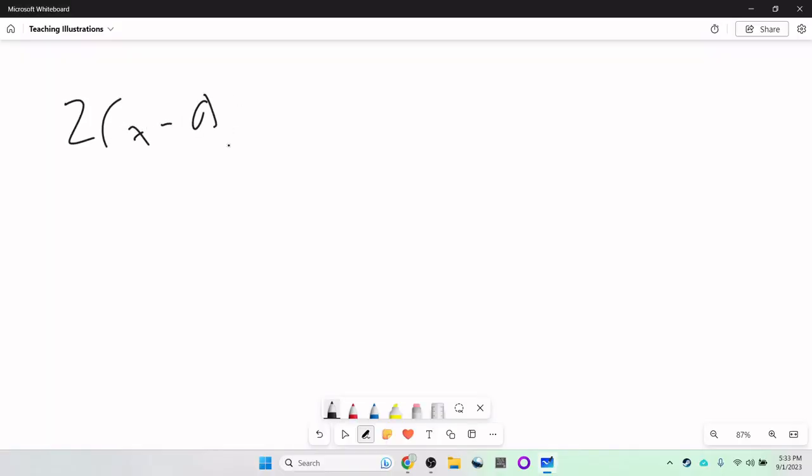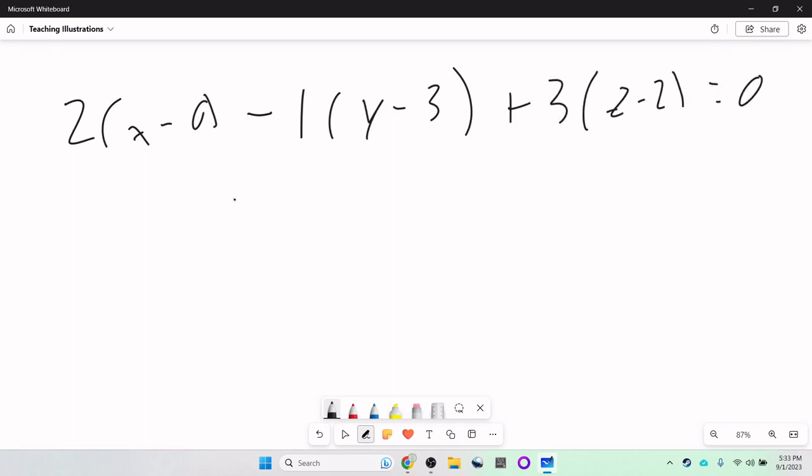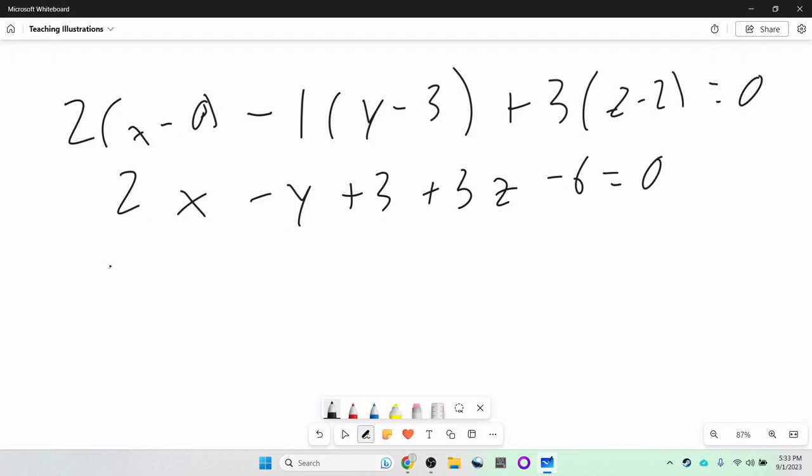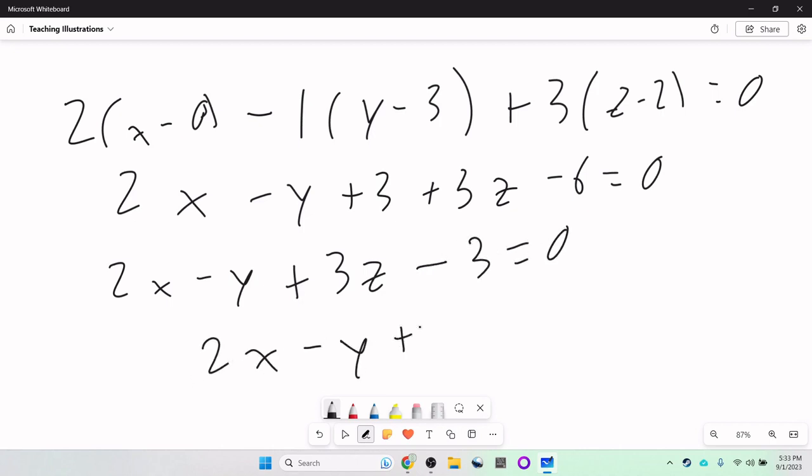2 times x minus 0, minus 1 times y minus 3, plus 3 times z minus 2 equals 0. Or if you want to expand this, 2x minus y plus 3z minus 6 equals 0. Then we could combine the constants to get 2x minus y plus 3z minus 3 is 0, or 2x minus y plus 3z equals 3. So those are the two forms. They are equally good. Let's move on to the next one.